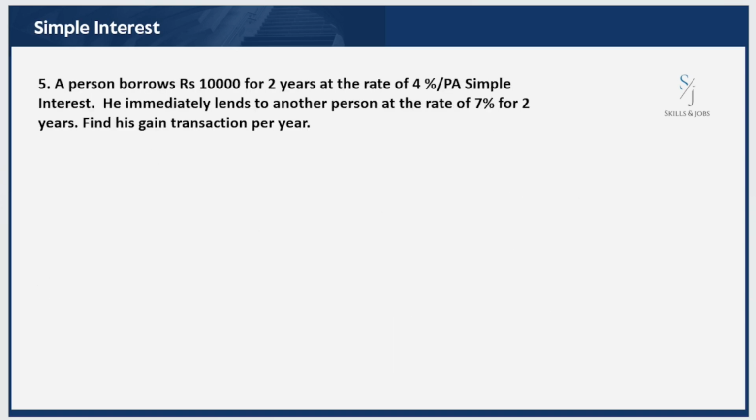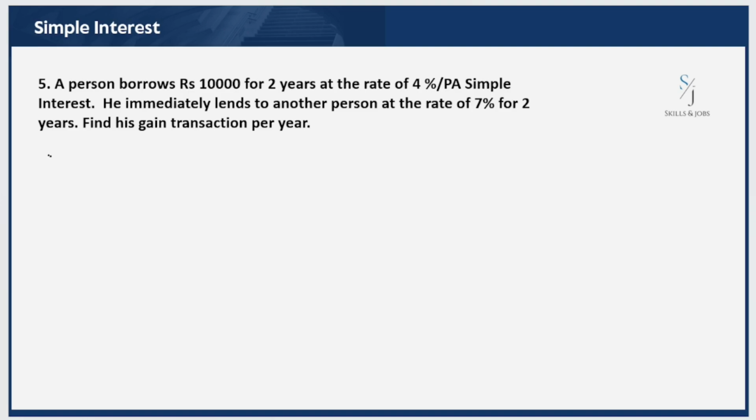Coming to the next problem. A person borrows 10,000 rupees for 2 years at the rate of 4% per annum, simple interest. He immediately lends to another person at the rate of 7% for 2 years. Find his gain in the transaction per year. So what is given here? The man is borrowing some amount, that is 10,000 at 4% for 2 years, and is giving to somebody else at a higher rate of interest, that is 7% for 2 years. What we need to calculate? How much amount he is earning because of this transaction.